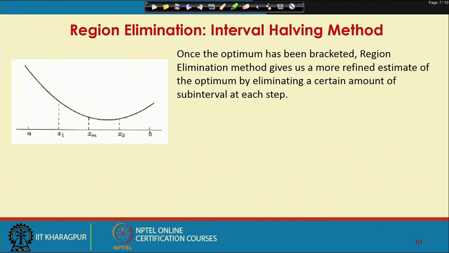Let us talk about another region elimination method known as interval halving method. Once the optimum has been bracketed, region elimination method gives us a more refined estimate of the optimum by eliminating a certain amount of the subinterval at each step. So, as we go from one iteration to another, we would like to reduce the length of the interval with every iteration. One way of doing that we have seen when we discussed dichotomous search method. Another way of improving the optimal point by successively reducing the interval will be discussed now, and this method is known as interval halving method.